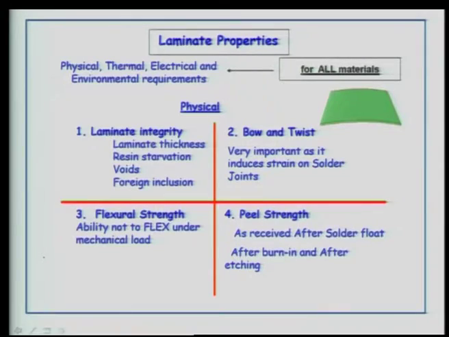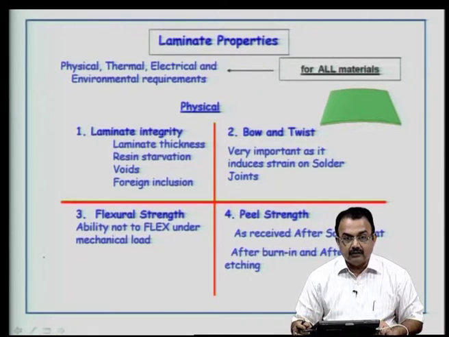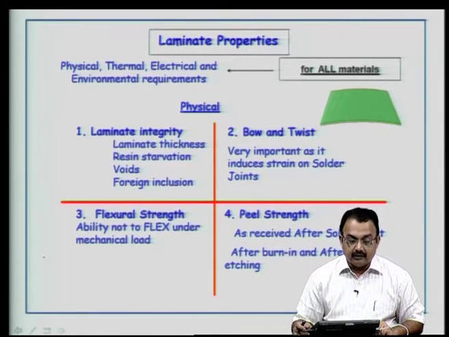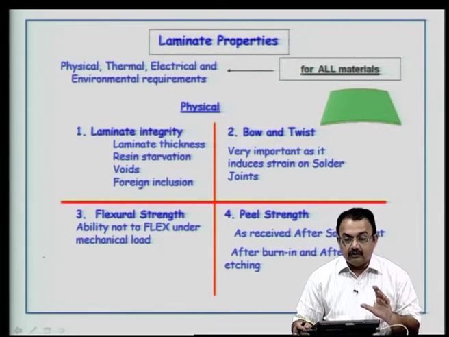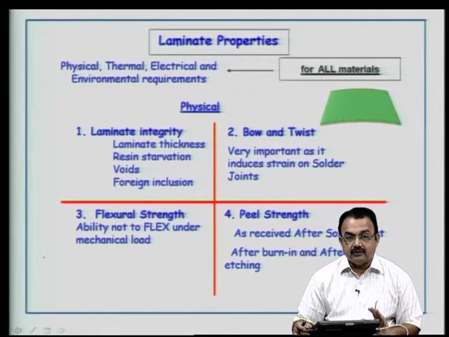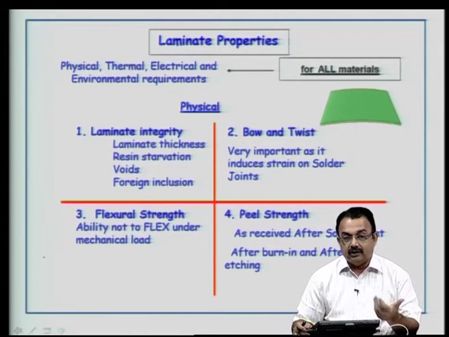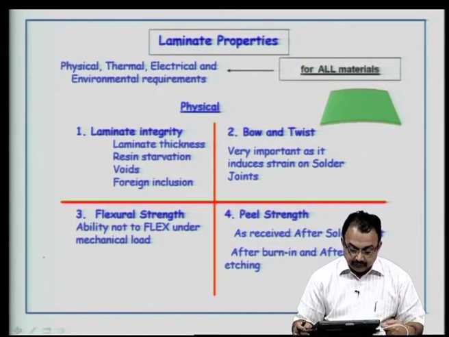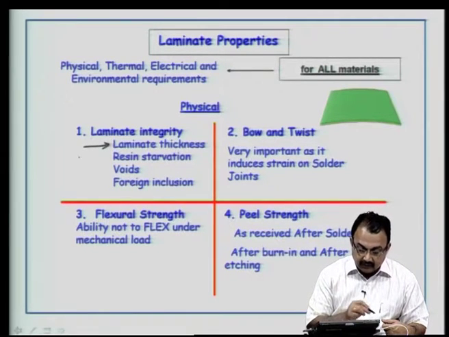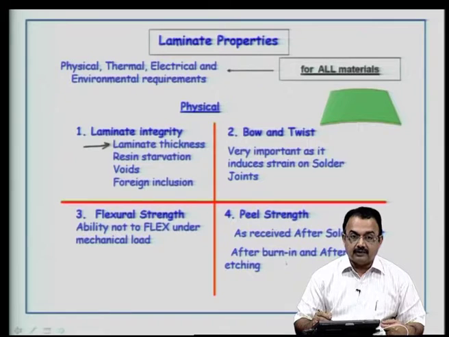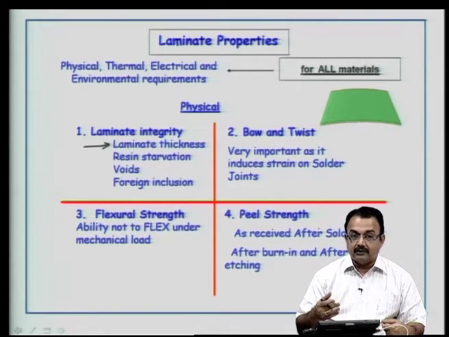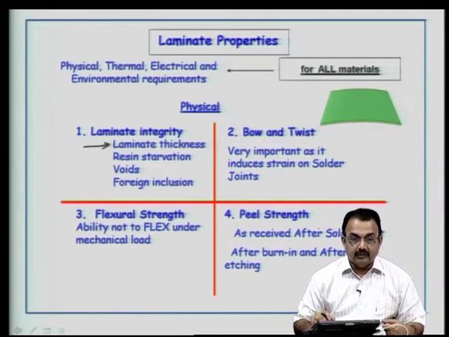Now, we look at some of the laminate properties. We look at physical, thermal, electrical and environmental requirements. Now, physical properties, laminate integrity. So, these are the properties that a manufacturer will check and pass on to the end consumer. Laminate integrity, what does it mean? So, we are worried about the laminate thickness. If we say it is 1.6 mm, there will be a tolerance, but the dimensions have to be maintained.